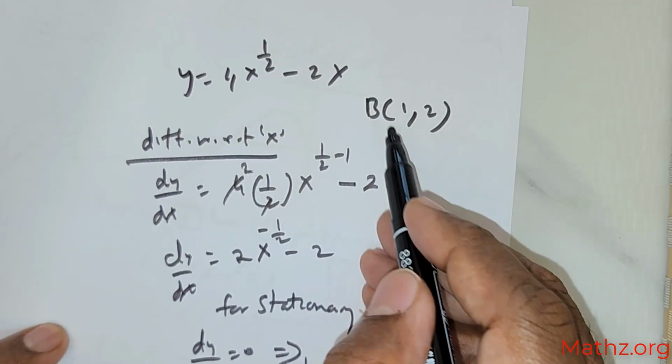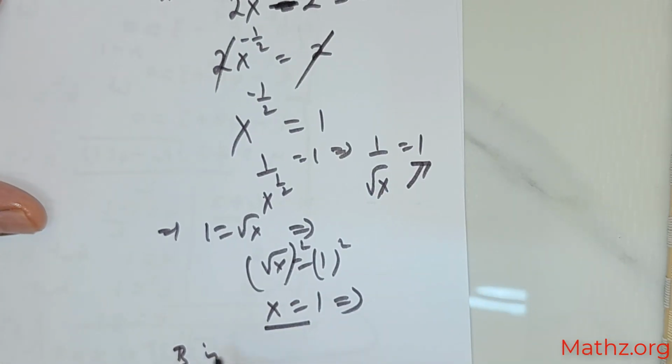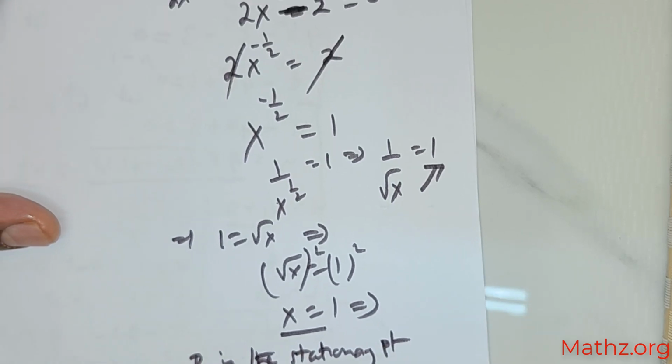So which means B is the stationary point. So that completes this question, students.